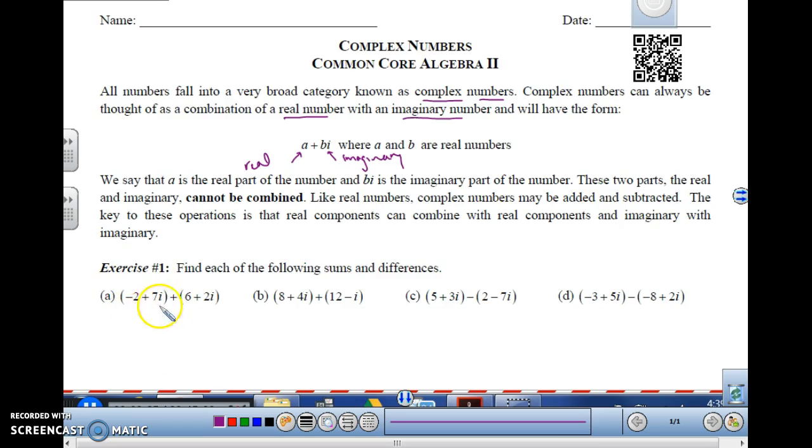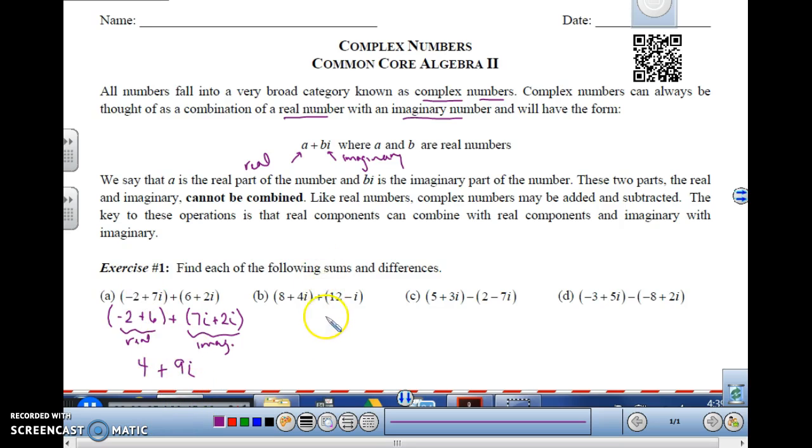So if I regroup these, negative 2 plus 7i plus 6 plus 2i, I can regroup these so I have negative 2 plus 6. Those would be the real. And then 7i plus 2i. Now, yes, you can do this in your head. That's perfectly fine. But I just want to show you that these are the reals and these are the imaginaries. So when I combine them, negative 2 plus 6 is 4. 7i plus 2i is 9i. So this sum is 4 plus 9i.